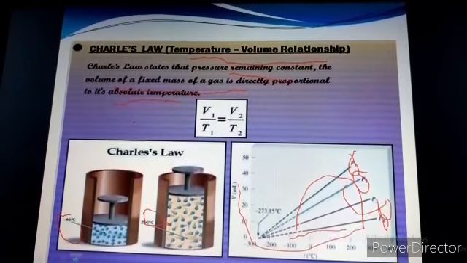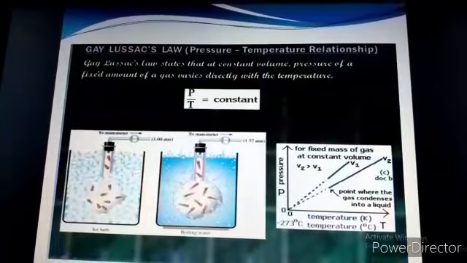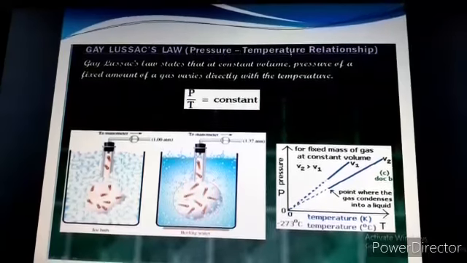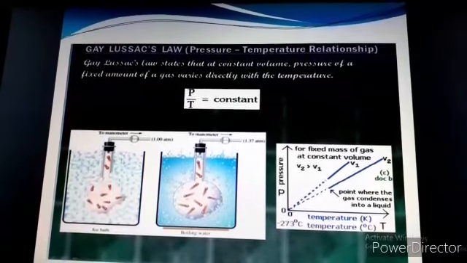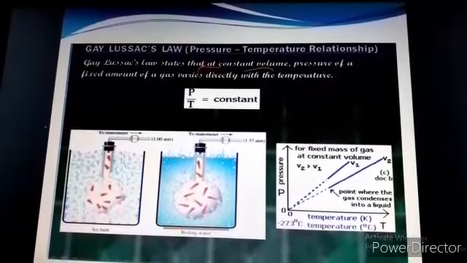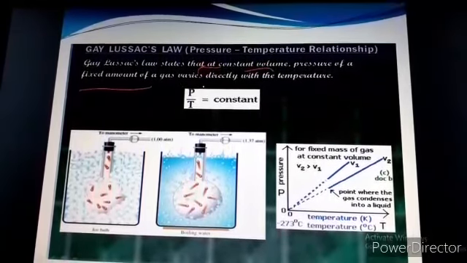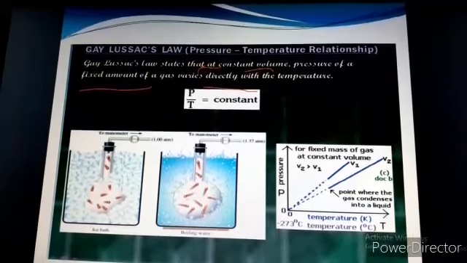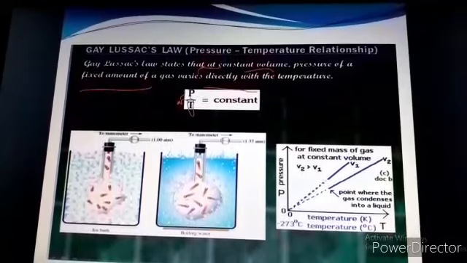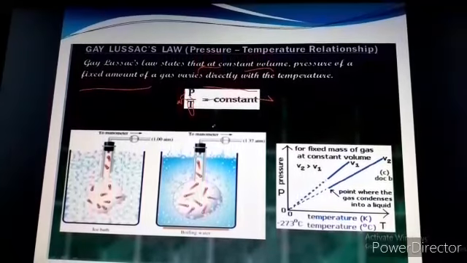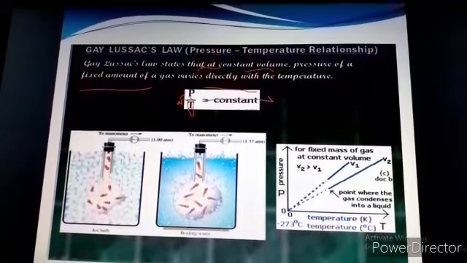pressure is directly proportional to temperature. Next law: Gay-Lussac's law. It is a pressure and temperature relationship. Gay-Lussac's law states that at constant temperature and constant volume, the pressure of a fixed amount of gas varies directly with temperature. So P is directly proportional to T, so P upon T equal to constant.